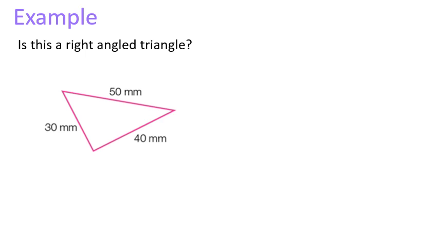So I write out the formula. Next, I substitute in the values. So I always substitute in the biggest side as c. So this is going to be c. So that is 50. And a is either 30 or 40, doesn't matter. These two just go in here.